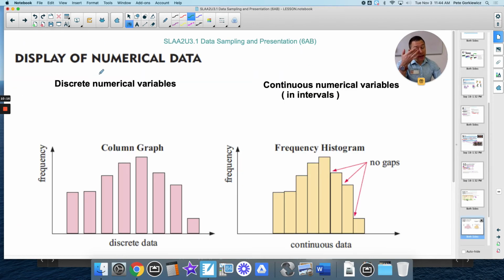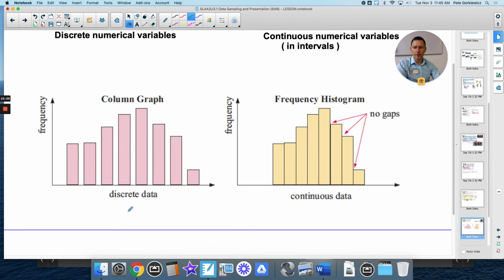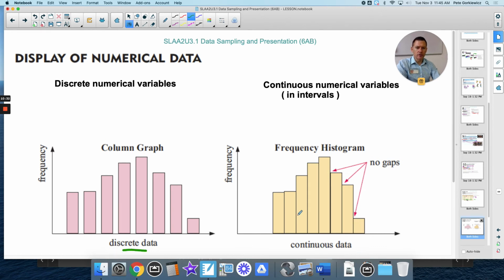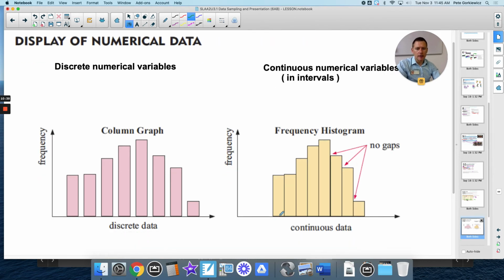All right, we also display numerical data with these column graphs or histograms. The difference between the two is that there are gaps in column graphs and histograms don't have gaps. We use column graphs for discrete data, and we use a histogram with no gaps for continuous data. This could be the number of gremlins in our closets: 1, 2, 3, 4, 5, 6, 7, and we ask everybody to count the gremlins in their closet and report back, and this many people said 1 and this many people said 2, etc. And there's nothing really in between.